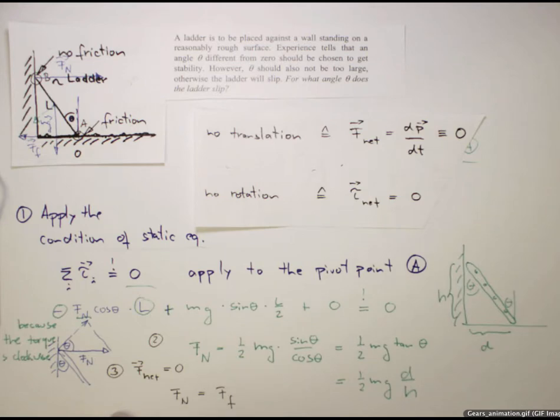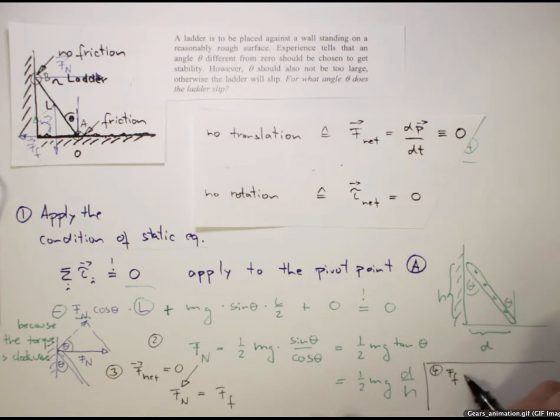We can now substitute in here. This might be the fourth step, trying to get this all onto this one piece of paper. So in the fourth step we're substituting, and we find an answer to our question, how large does this friction force have to be so that the ladder doesn't slip? It has to be at least equal to 1/2 mg tangent theta.